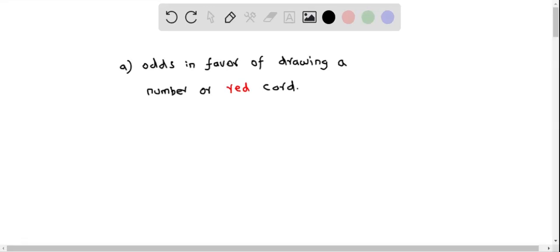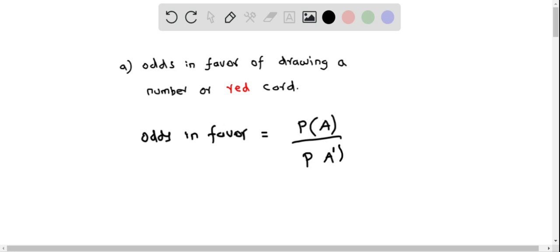Let's answer part A. Here we determine the odds in favor of drawing a number or red card. So we write the formula for odds in favor, and this equals P of A divided by P of A prime. This P of A represents the probability of drawing a number or a red card, and this is the probability of not drawing a number or red card.